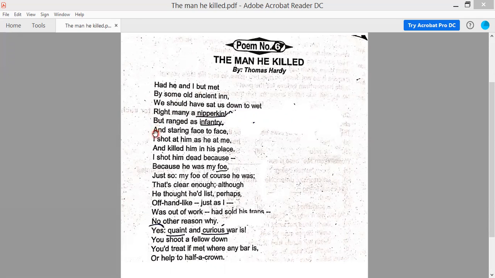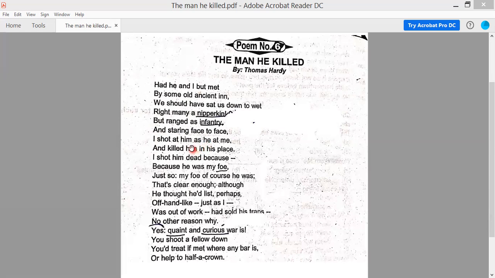"But ranged as infantry and staring face to face, I shot at him as he at me and killed him in his place." Infantry, girls, means a group of army men. So he's saying, but since we had joined the army, since we were face to face in the times of war, we ended up staring at one another face to face, and I ended up shooting at him. I shot at him, and resultantly, obviously, the other person that the narrator shoots at ends up shooting also the narrator.